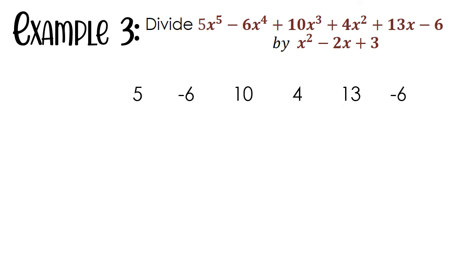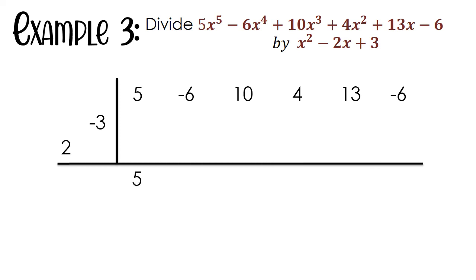Now, how are you going to write the value of c? Since we have a trinomial divisor, we will have two values of c, which are negative 3 and positive 2. Negative 3 came from positive 3, and positive 2 came from negative 2x. Now, our first step, again, is to bring down the first coefficient, which is 5. Now, we have to follow the arrangement of our values of c. 5 times 2 is 10. 5 times negative 3 is negative 15.